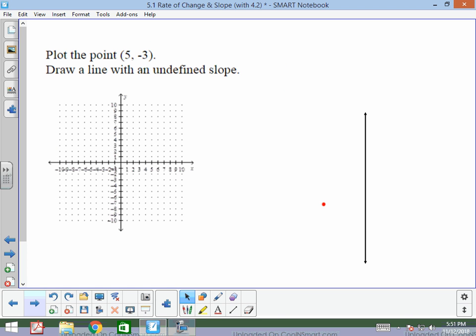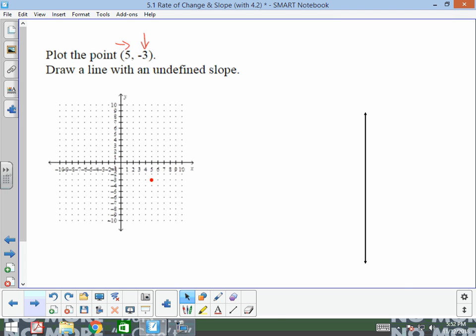All right, one more, I think. Let's do this one. 5, -3. We're going to go right 5 and down 3. So right 5 from the origin. 1, 2, 3, 4, 5, down 3. 1, 2, 3. And this says draw a line with an undefined slope.